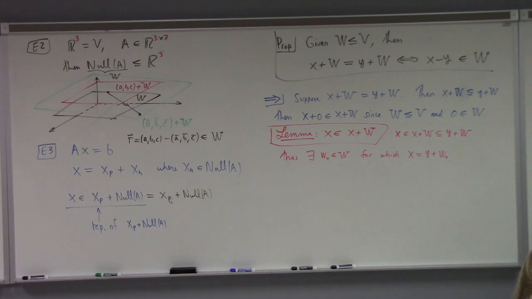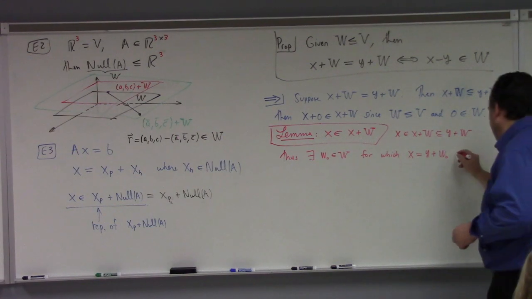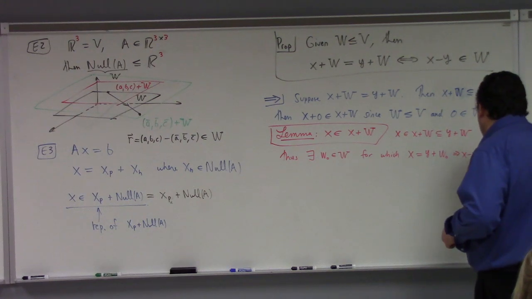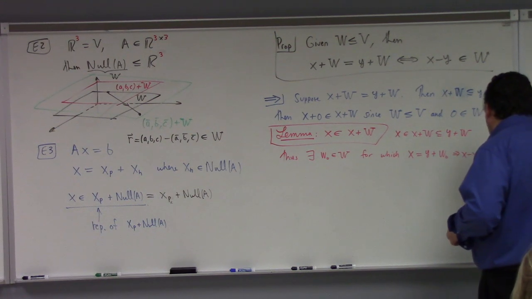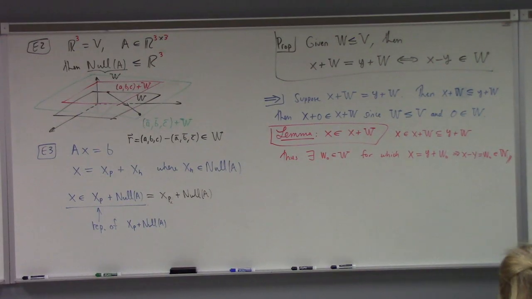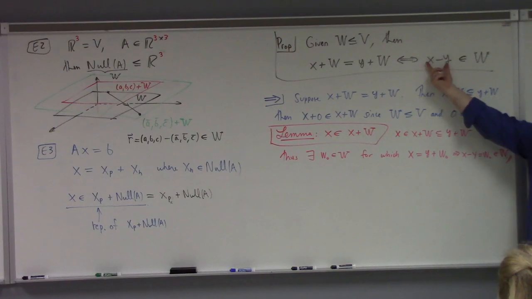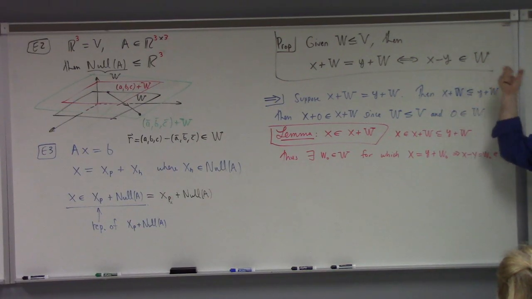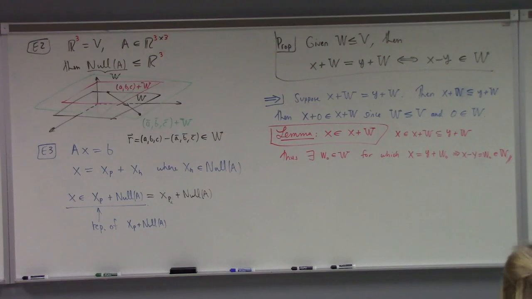We're almost done, right? x minus y is equal to w naught, so then it's an element of W. And we're done, because that's what we're trying to show. We're trying to show the difference of the representatives is in W. And now we accomplished that task. All right?